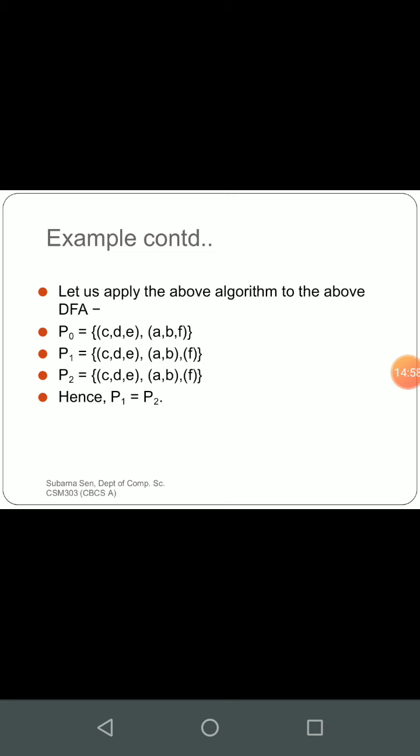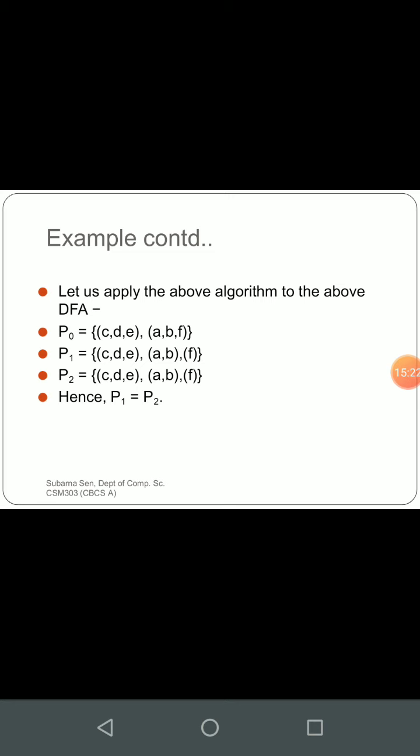just focus on P0. I will explain later how P1 is generated. What P0 is doing is just separating final states and non-final states. What are the final states? C, D, E. And what are the non-final states? A, B, F. So we have just separated them into two portions. Now what is our job? We have to find out whether we can divide these final states among themselves or non-final states among themselves.